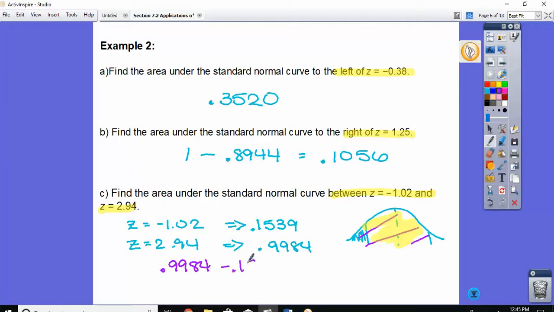0.9984 minus the 0.1539. So if you want between two things, you just have to subtract them, and we get 0.8445. What you guys got?